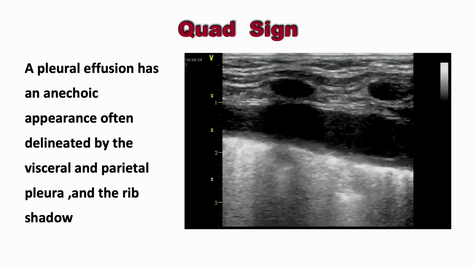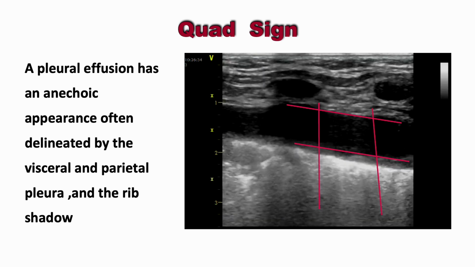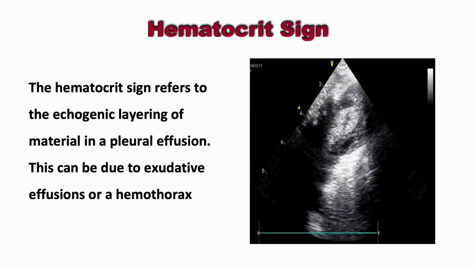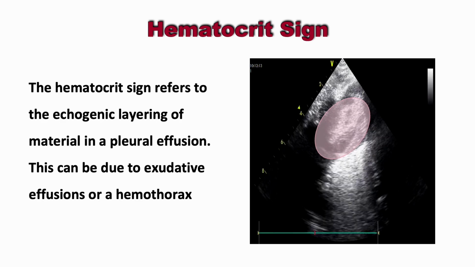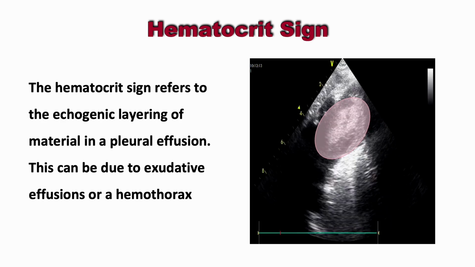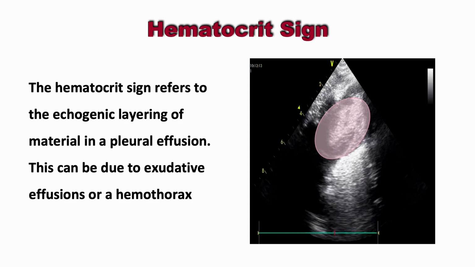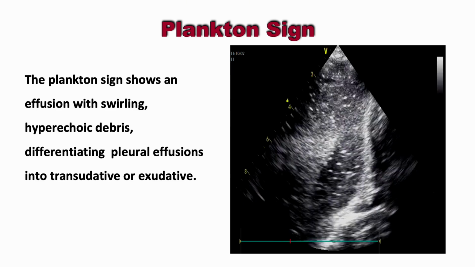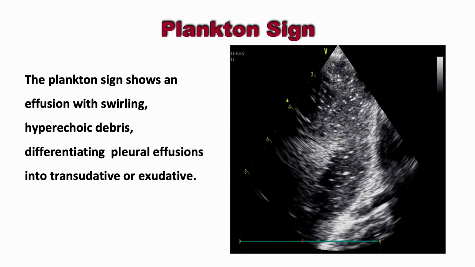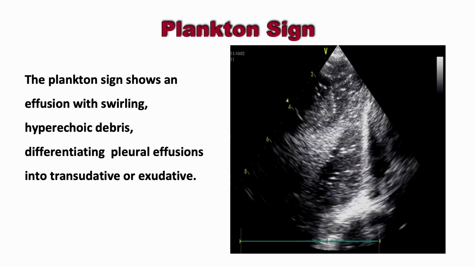Quad sign: the pleural effusion has an anechoic appearance, delineated by the visceral and parietal pleura and the 2 rib shadows. Hematocrit sign refers to echogenic layering of materials in pleural effusion. This can be an exudative effusion or hemothorax. Plankton sign shows an effusion with swirling hyperechoic debris, differentiating pleural effusion into transudative or exudative.